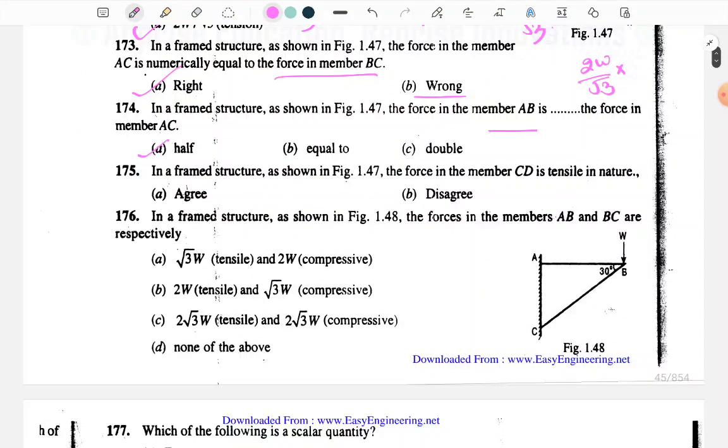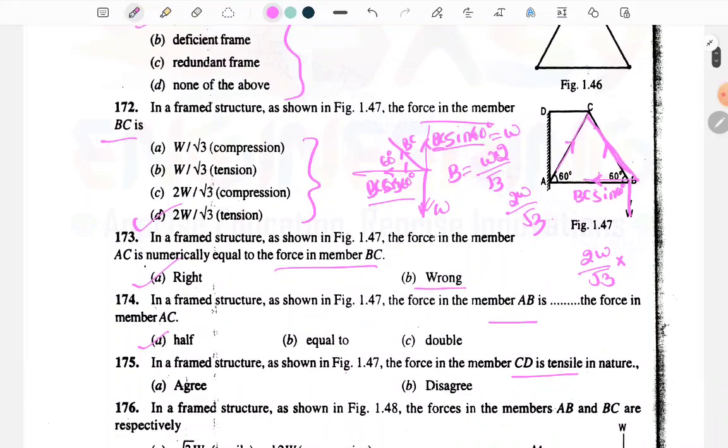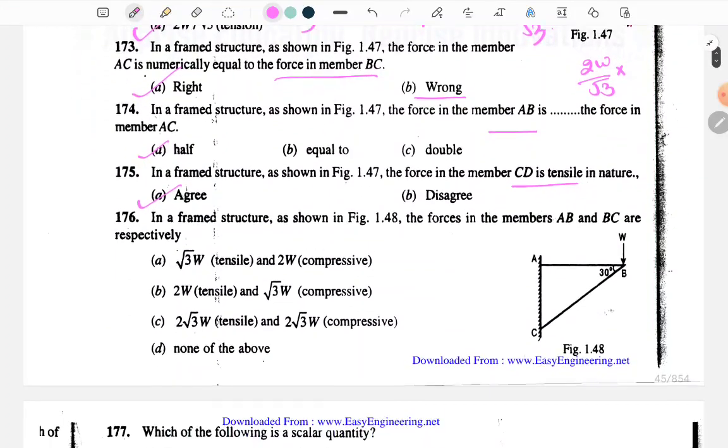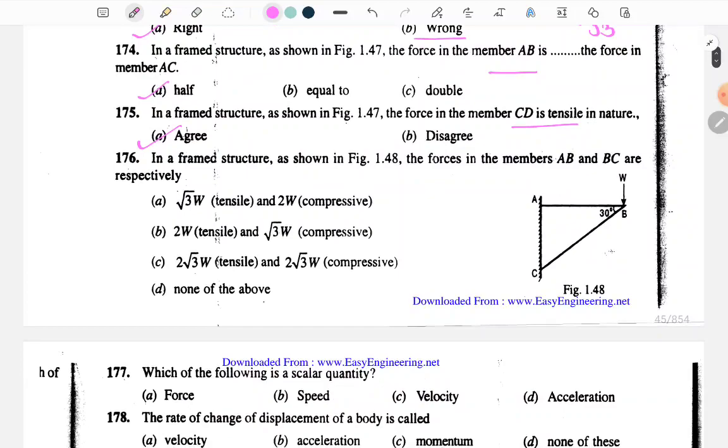In a frame structure shown in the figure, the force in the member CD is tensile in nature. You can see CD here. It is pulling down, so tension will be there. Yes, correct. 176. For the next frame structure, I am shifting this force here, then you can apply Lami's theorem and get it. 176 is A.